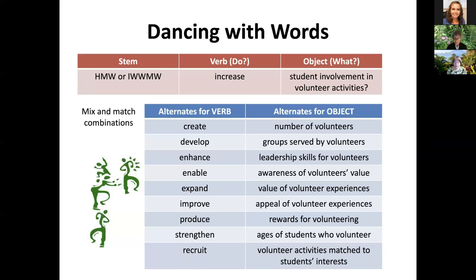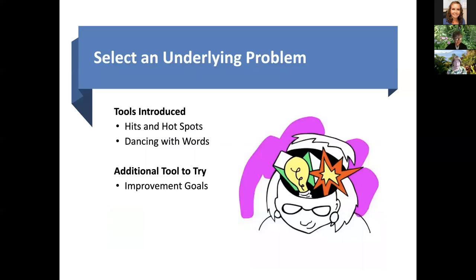And I know that sometimes with community problem solving, kids don't have as much experience with this if they haven't been involved in global issues problem solving. So this can be really a great way to get kids involved with developing the underlying problem. So in this section, we practiced hits and hotspots, and we looked at dancing with words. In the publication, there's another tool that works with your underlying problem called improvement goals. And so that would be one that you could explore. So I will now turn it back to Lynn.